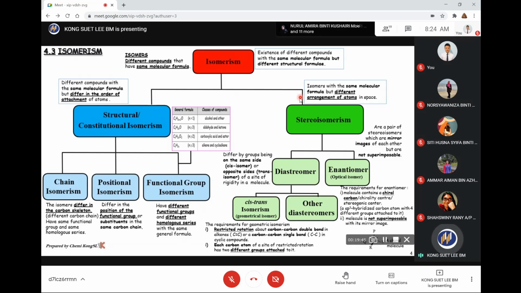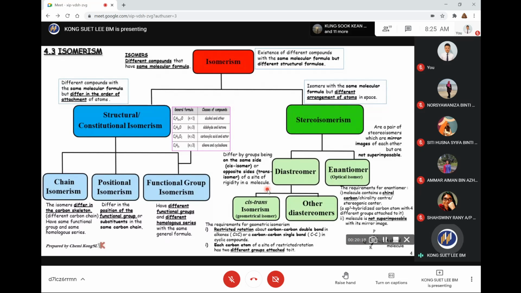Okay, for stereoisomerism, there are 2. One is diastereomer. Okay, the diastereomer, right? There are two. Okay, normally we just look at the one, cis-trans isomer or geometrical isomer. Normally, when the question asks you to draw the diastereomer, cis-trans isomer, geometrical isomer, actually it refers to the same thing. So differ by groups being on the same side, we call it as cis isomer. If opposite side, we call it as trans isomer, across a site of rigidity in a molecule.